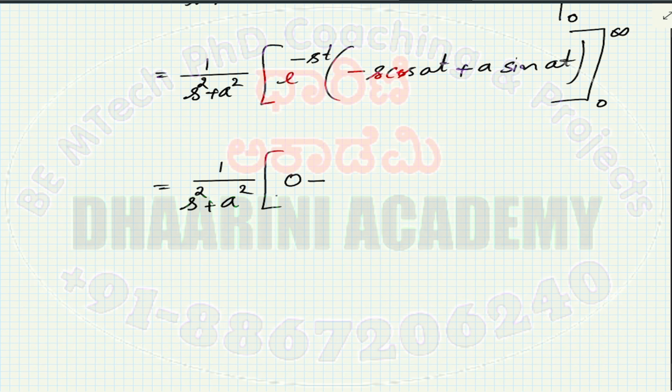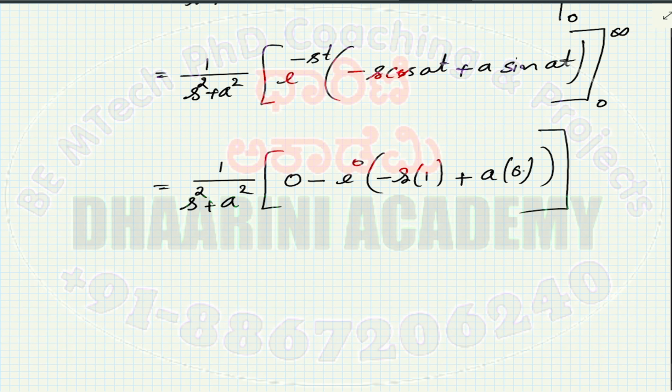Then now I put 0 over there, which means e to the minus 0, which is 1. I can write e to the 0 into, there is a minus s into cos 0, which is 1, and sine 0 is 0, so plus a into 0. This is what I get. So a into 0 is 0, minus s into 1 is minus s, into minus 1, so there is a plus s. So I got the answer directly. Now this is s divided by s square plus a square, which is f of s.